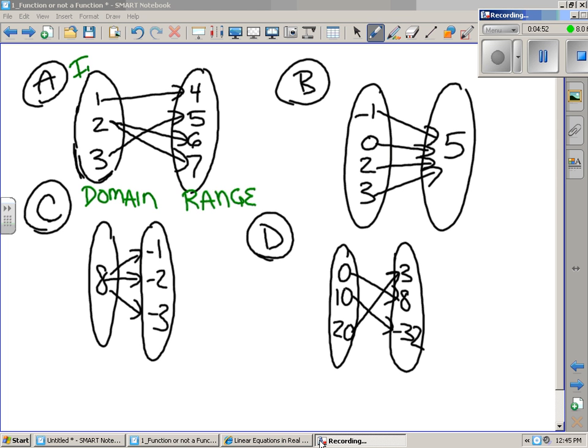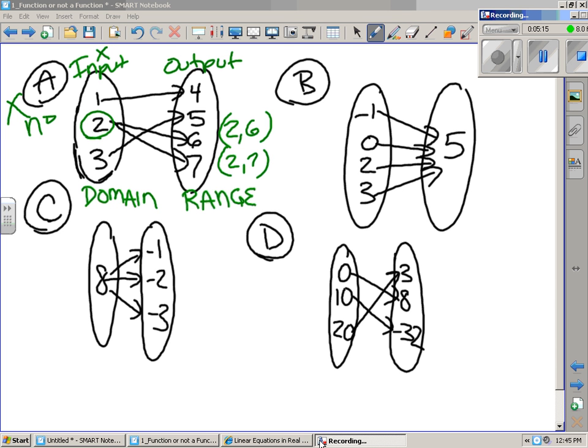We also call the x values the input and the y values the output. For it to be a function, every input should have only one output. And when you look at this problem, number 2, the x value 2 has an output of 6 and an output of 7. So that means that this is not a function. No, A is not a function.